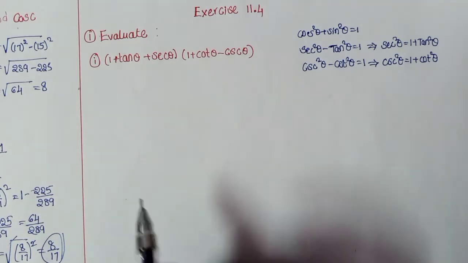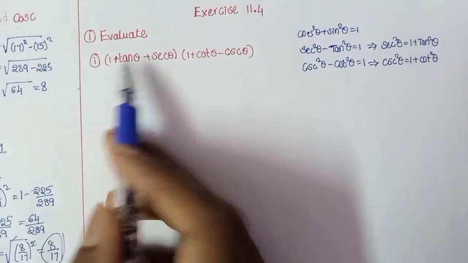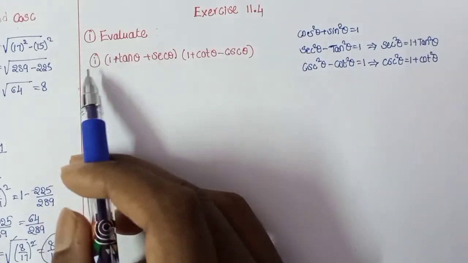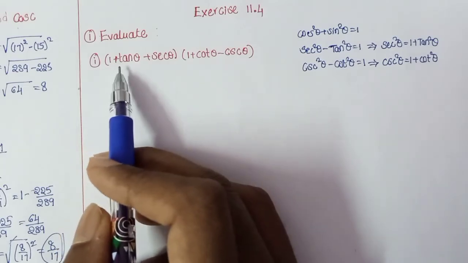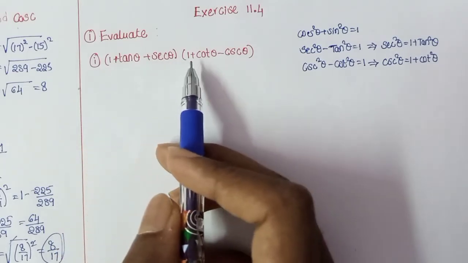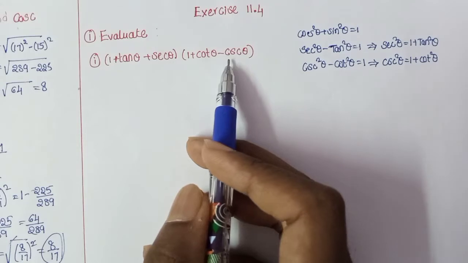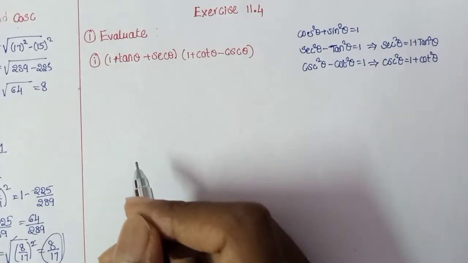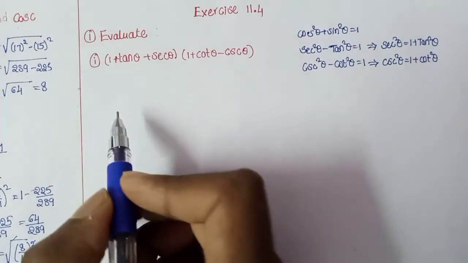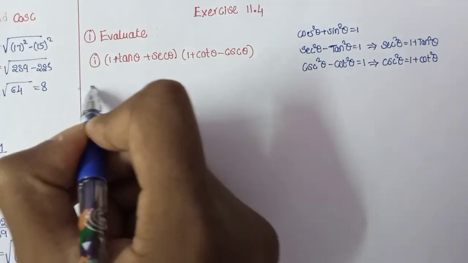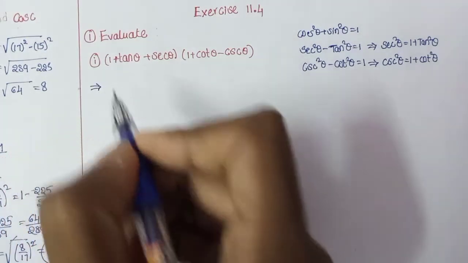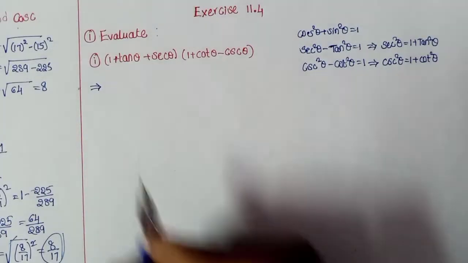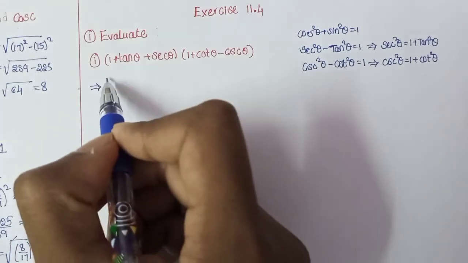Let us come back to the exercise. Exercise 11.4. In the first question, the first sub question is 1 plus tan theta plus sec theta into 1 plus cot theta minus cosec theta. You need to evaluate this sum. Let us write. At the end of this answer, I'll do some conclusion and give some tips.